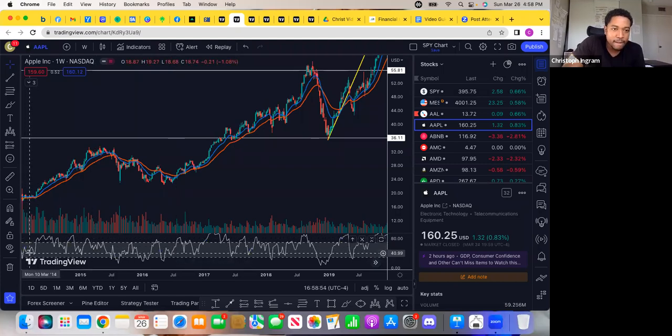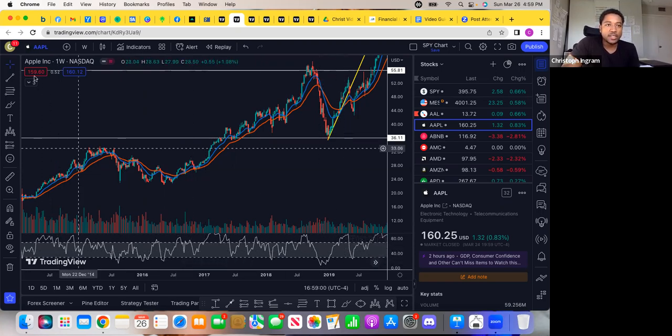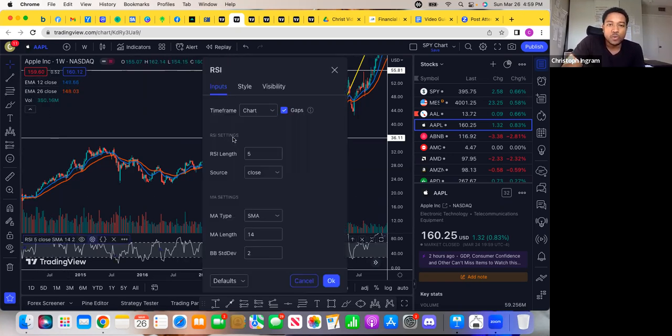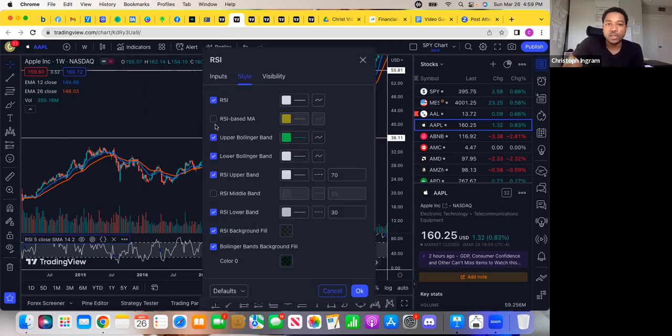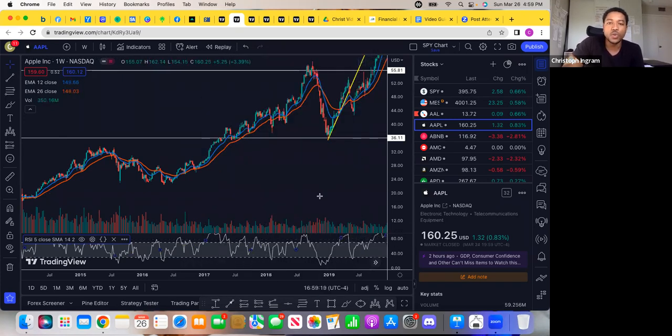Well, my RSI settings is at RSI length 5. Actually, here it is, it just popped up. The usual length for the RSI is 14, but I have 5 because it tracks the price much cleaner. Under style, I would take off the MA band, that extra line, and just focus on the RSI alone to show me overbought and oversold conditions.